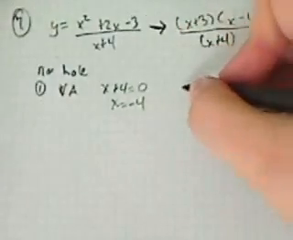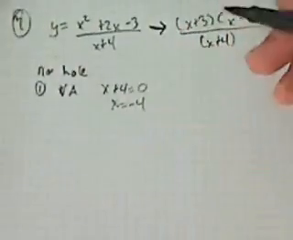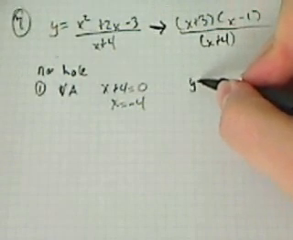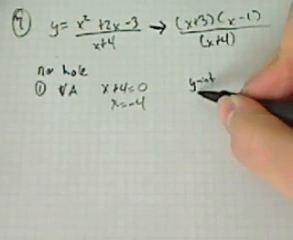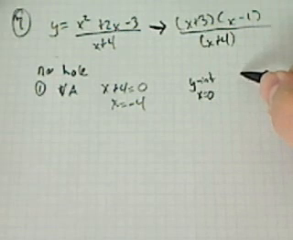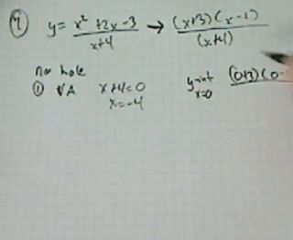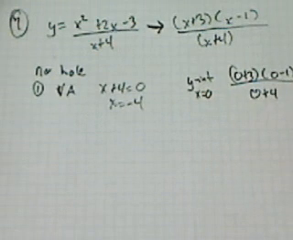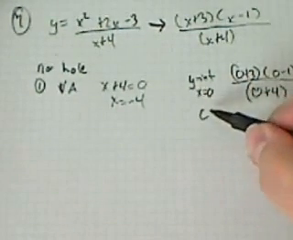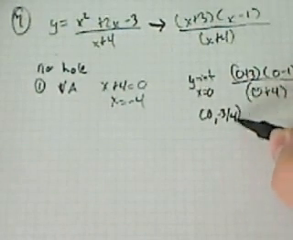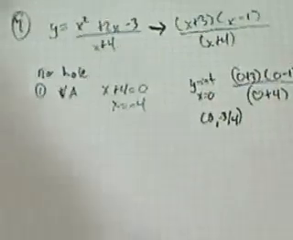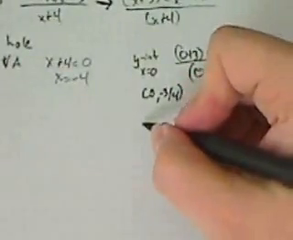Okay, I'm going to find my y-intercept and my x-intercepts next. So my y-intercept, I substitute x equals 0. So 0 plus 3 over 0 minus 1 over 0 plus 4, -3/4. So 0, -3/4, or -0.75 is my y-intercept.